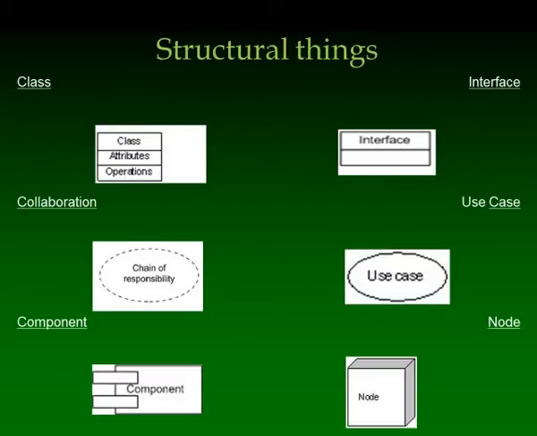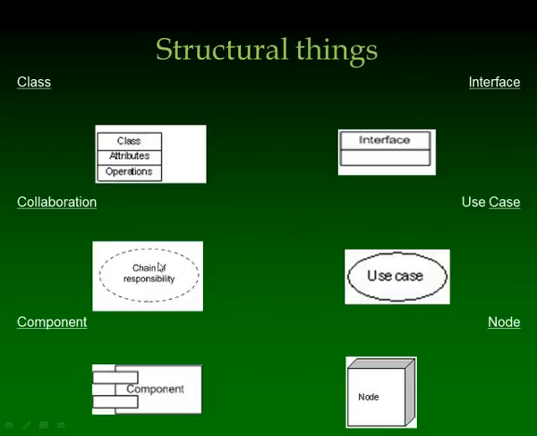So the first one is structural things. Here you have the class. A class represents sets of objects having similar responsibilities. And here we have interfaces. Interfaces define a set of operations which specify the responsibility of a class. And then here we've got a component, and this is an example of a component, a chain of responsibility.